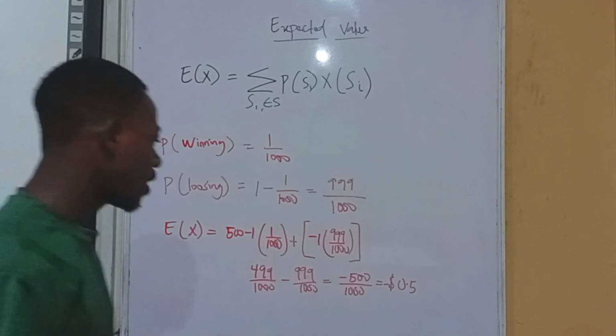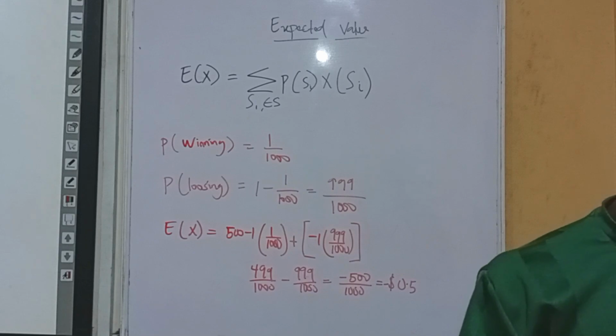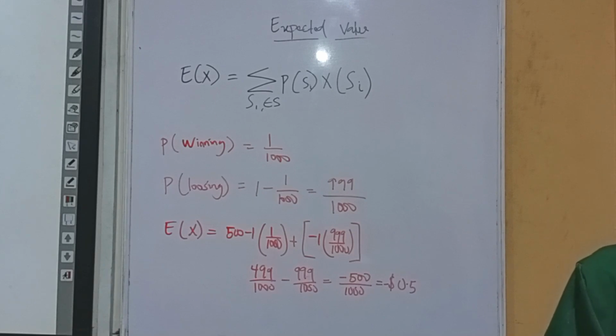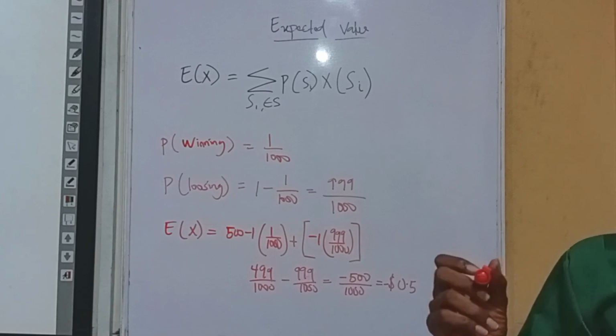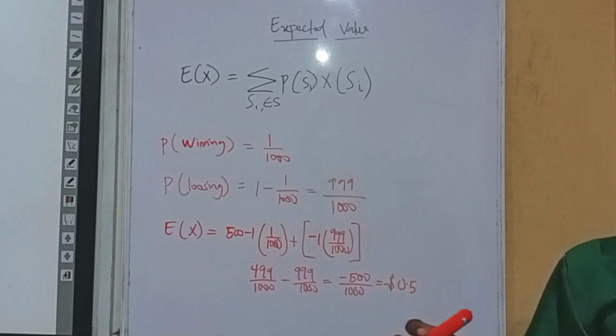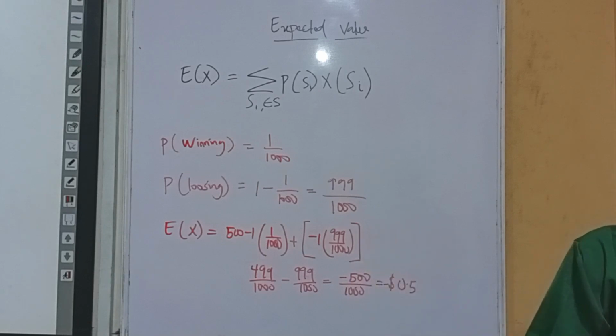So that's that about it. Here now, the expected value of minus $0.5 in this case indicates that if one plays this lottery many times, on average, one should expect to lose 50 cents on every ticket. So that was what I said before.